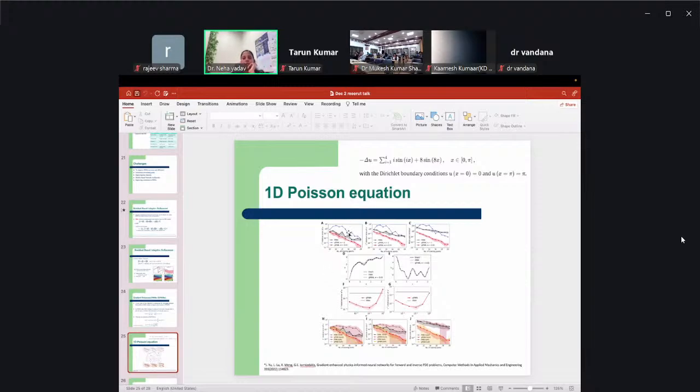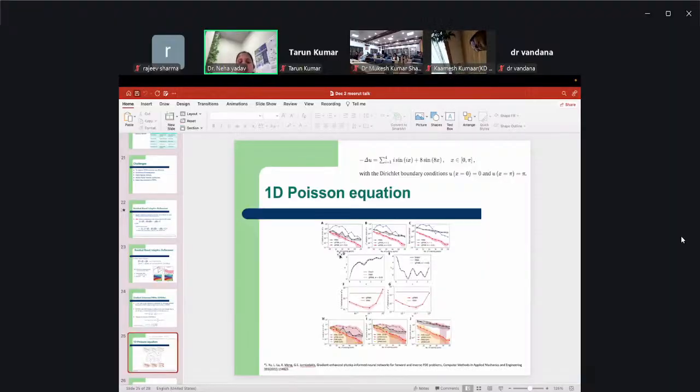So from the first figures A, B, and C, we can see that if the number of training points is 10, this blue line is representing the L2 error with respect to PINN, the upper line is representing GPINN, and this red line is representing GPINN when the weight is 0.01.